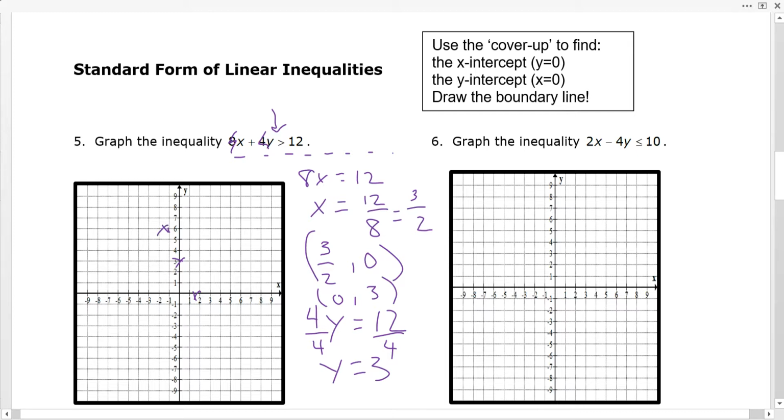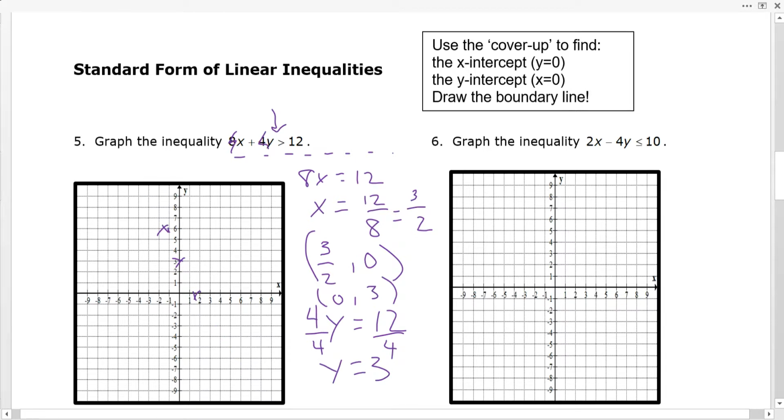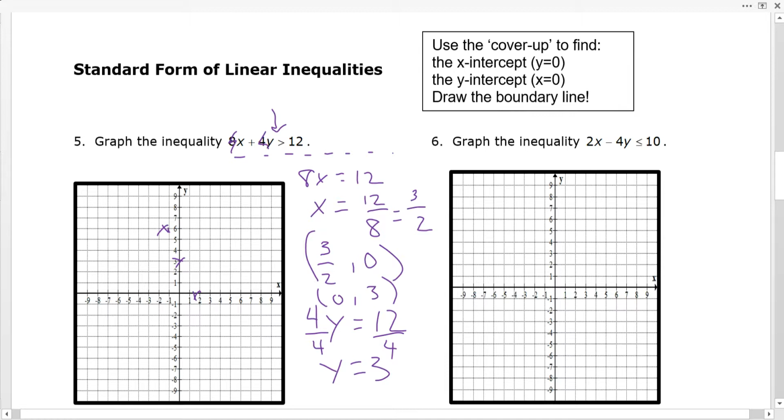Okay, so I'm going to draw my line. It's got a negative slope. And it's a dotted. See, did I tell you I was going to do that? I knew I was going to do that. Let's see if I can erase it. Look at that. Okay, it's a dotted line. And I forgot. Okay, and it is greater than. So I'm going to shade over here where my y values are higher.